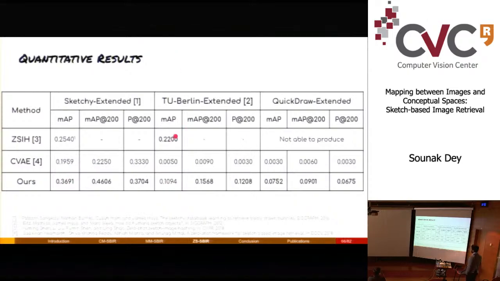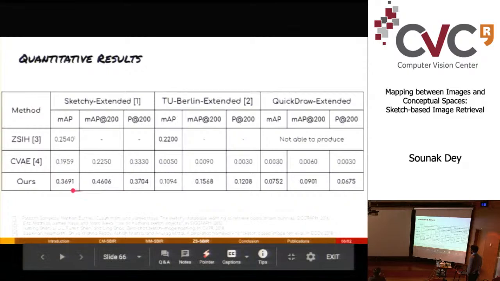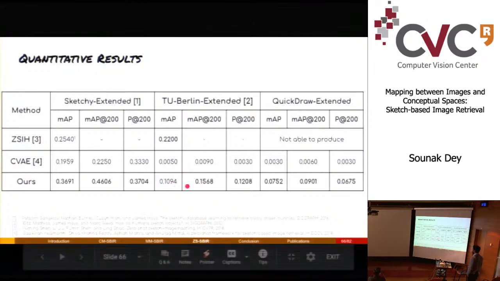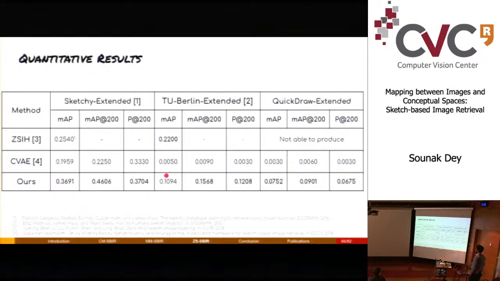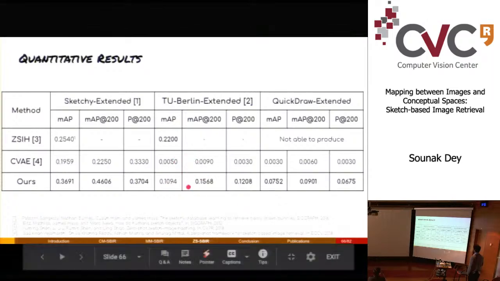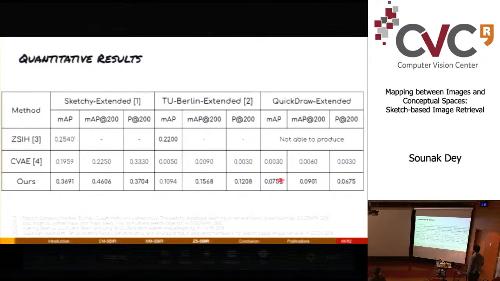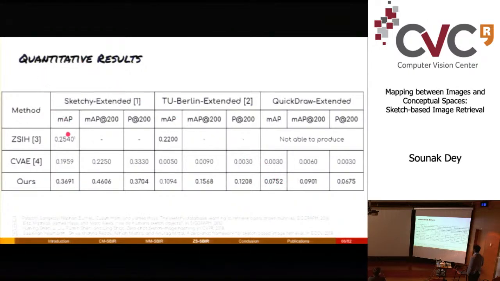In TU-Berlin, I want to mention that we didn't cross it by double, and it was a bit lagging compared to Sketchy, because afterwards when I looked into the code, they were using 6% of the total dataset as a test and we were using 12% of it. So the results were not that impressive out here. And also with regard to ZSIH, they were using basically 6%, we were using 12%. So we could have crossed the ZSIH also.